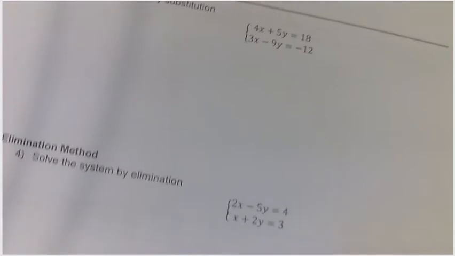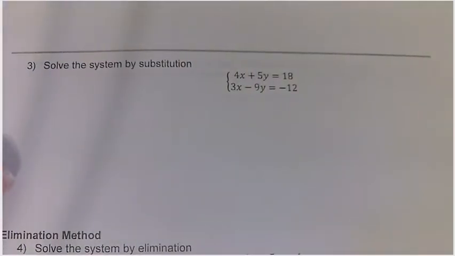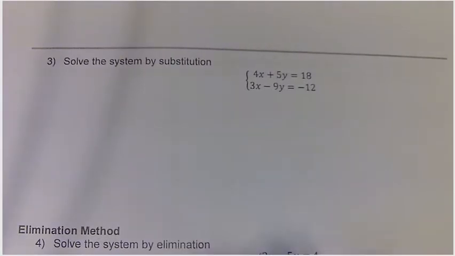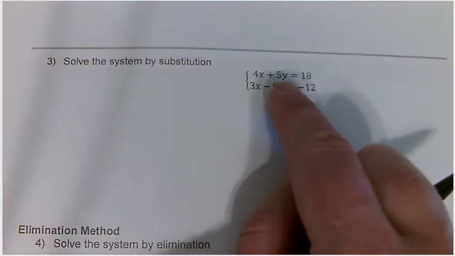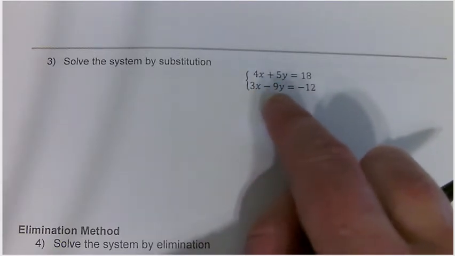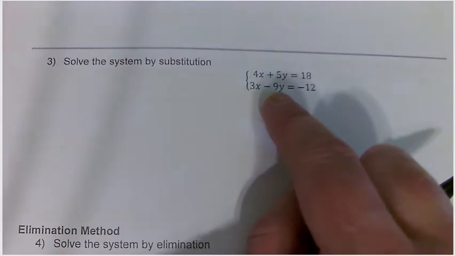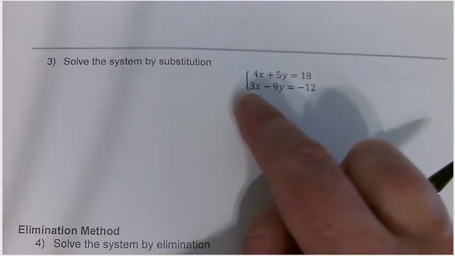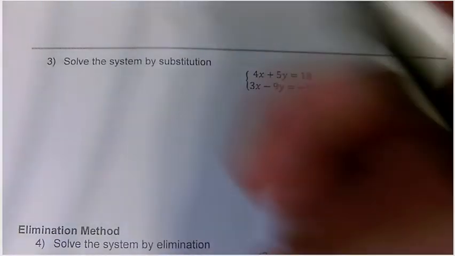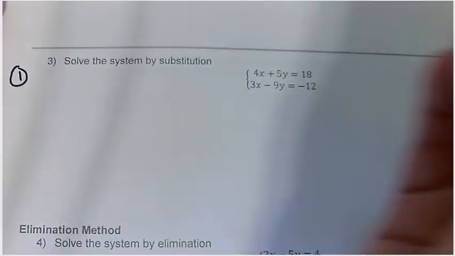Okay. One more where we're going to do substitution. Now, which one would it be easier to isolate a variable on? The first one would get kind of ugly because it's got a 4 and a 5. I think the second one would actually be easier. So I'm going to take that second equation and solve for x because I see that 9 is divisible by 3 and 12 is divisible by 3. So that would be a good one. So step 1, I'm going to take that equation and solve for x.